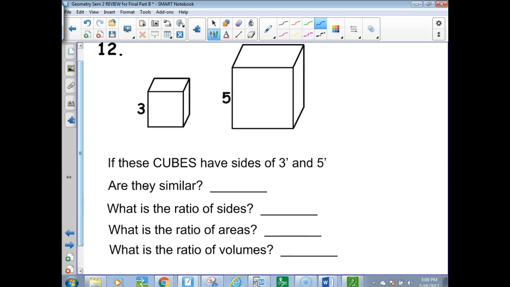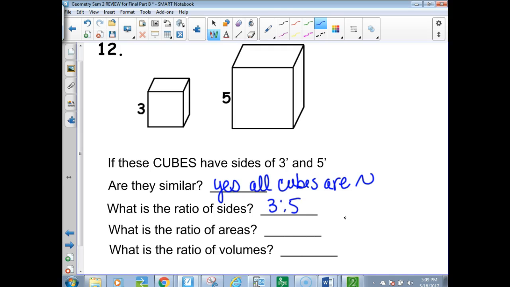Number 12, it says, if these cubes have sides of 3 and 5 feet, are they similar? The answer is yes, all cubes are similar. And I'll use a symbol for similar. What's the ratio of the sides? Well, it's 3 to 5.